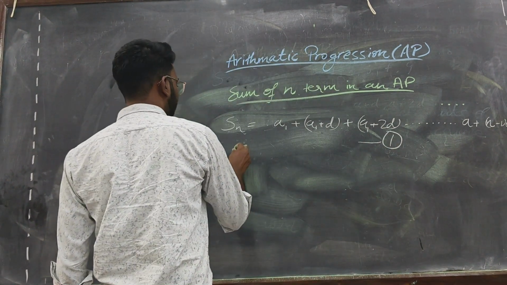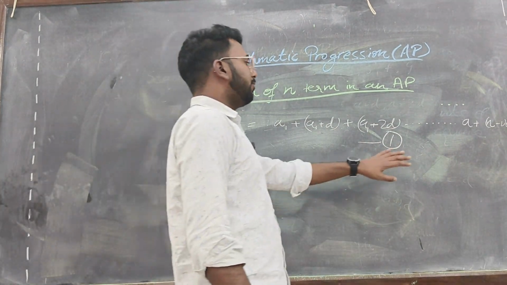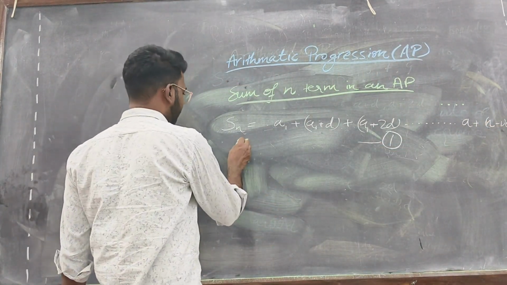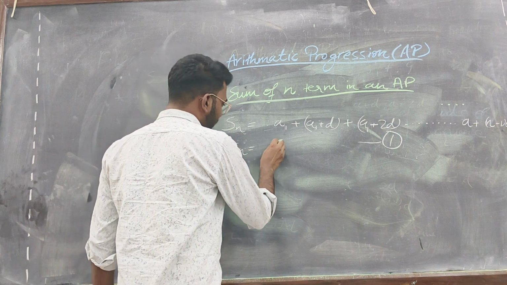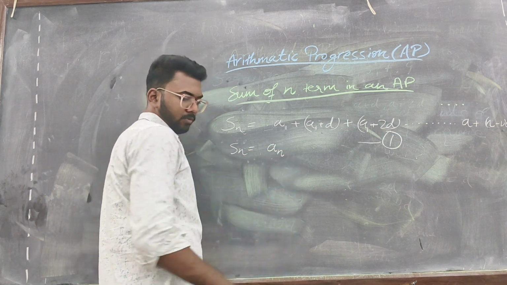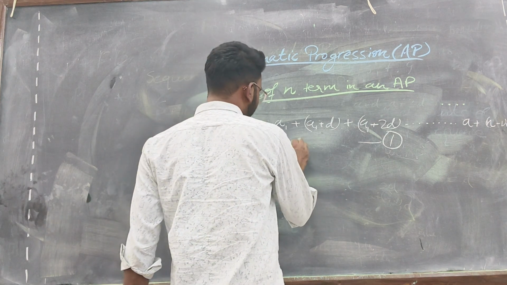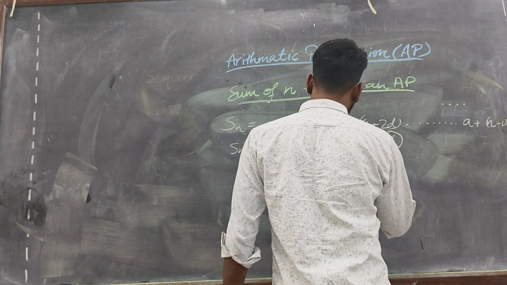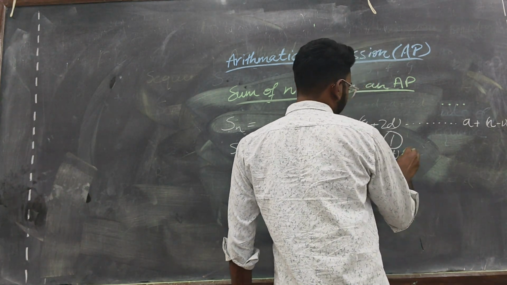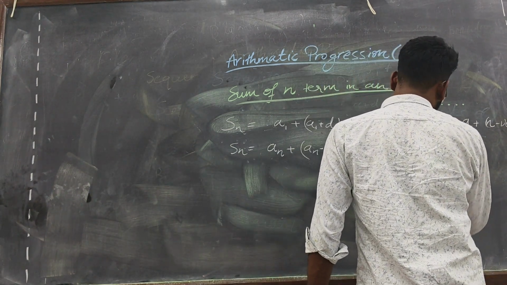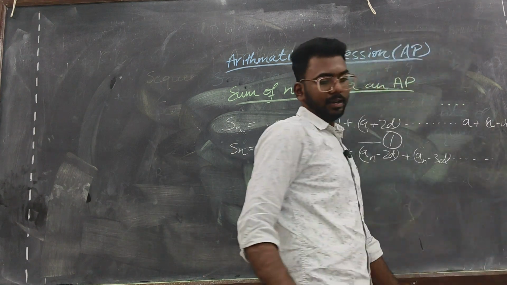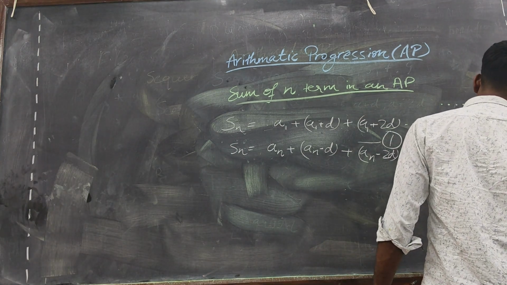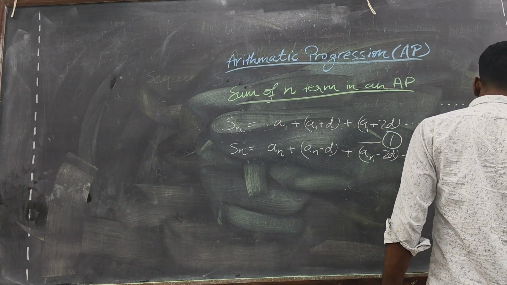Assume this is the first equation. If we take the sum from the last term of the AP, we can write this equation as Sn equals an plus (an minus d) plus (an minus 2d) plus (an minus 3d) and so on. And at last we will get a1. This will be the second equation.